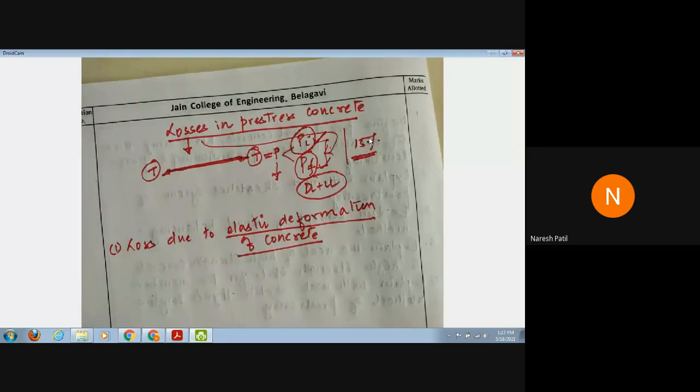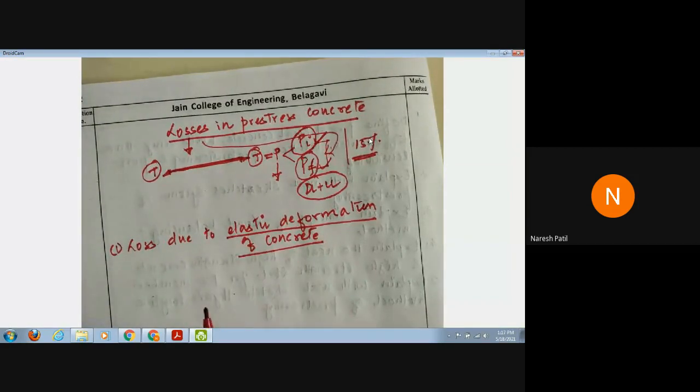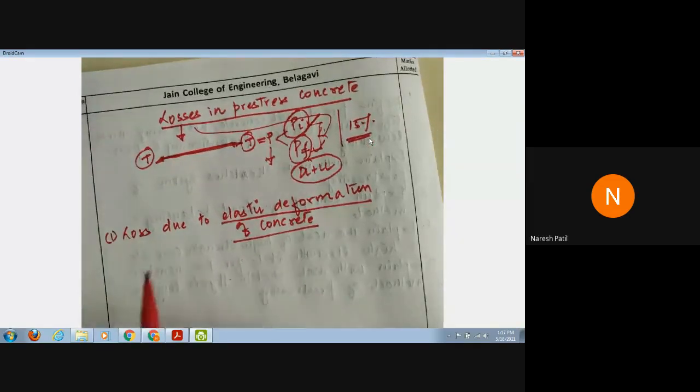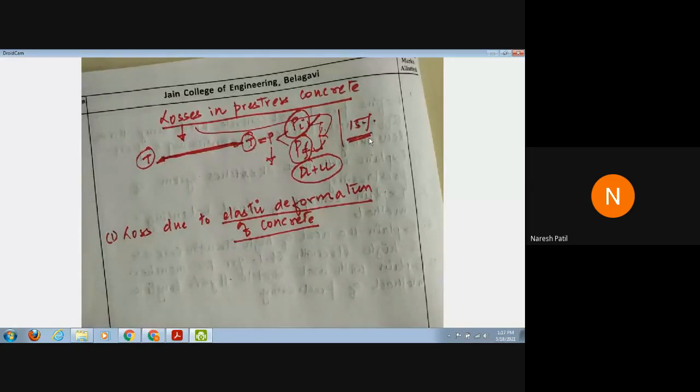How can the first loss occur? One possibility is loss due to elastic deformation of concrete. So what will happen? The concrete undergoes deformation due to applied compression. So look, for example, we have one pre-stressed concrete beam.